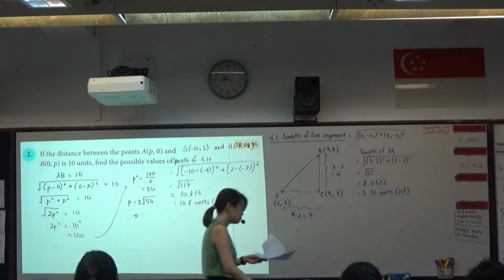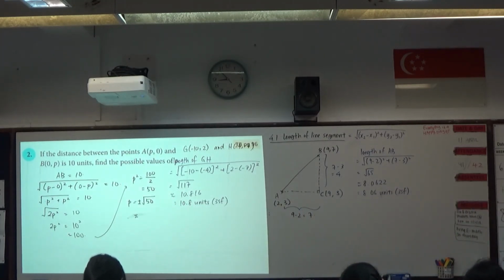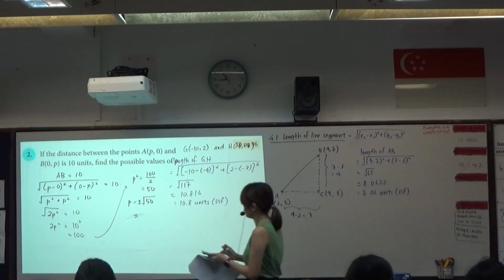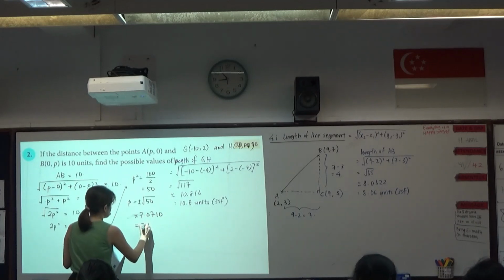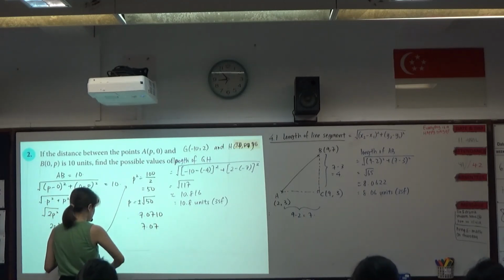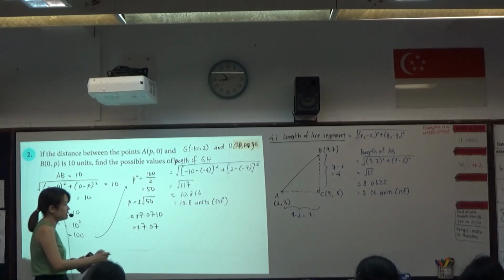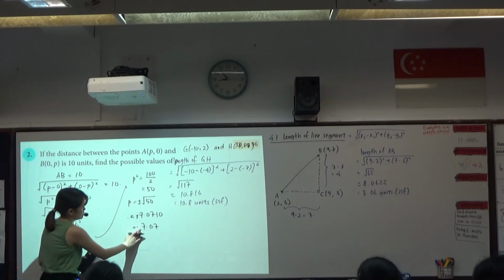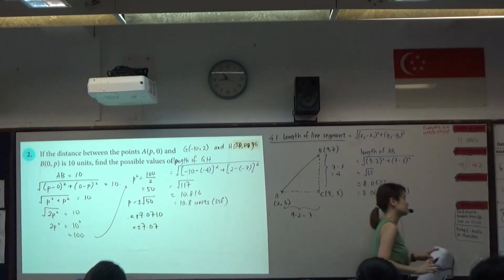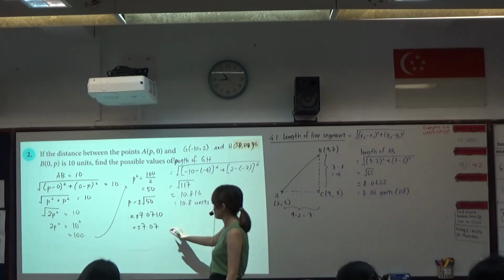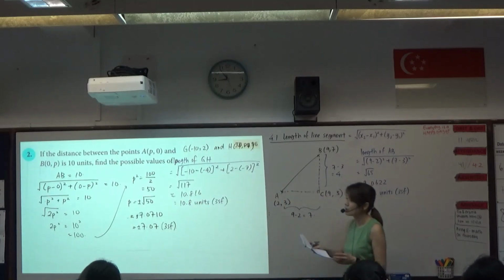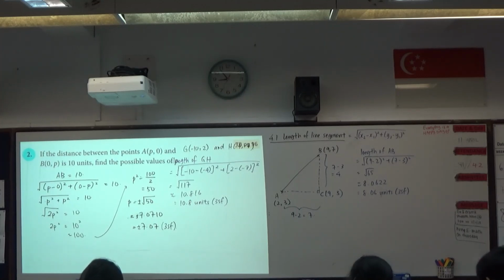So plus minus square root of 50, and then press it in your calculator. The truncated 5SF value will be about 7.0710, plus minus. So p will be plus minus 7.07 in value. This is the 3SF. Any questions? Yeah. The answer in root form?